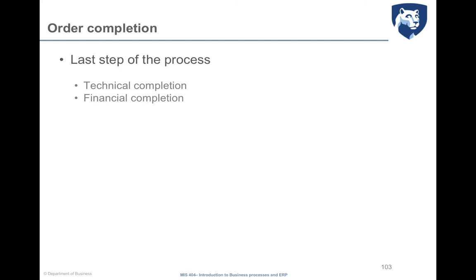Financial completion happens when the financial postings related to the order, such as those associated with settlement, are finalized. After a production order has been completed from a technical perspective and settled from a financial perspective, it is then set to a closed status, CLSD.